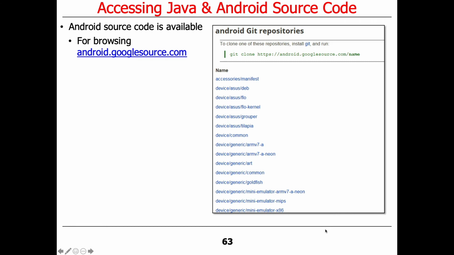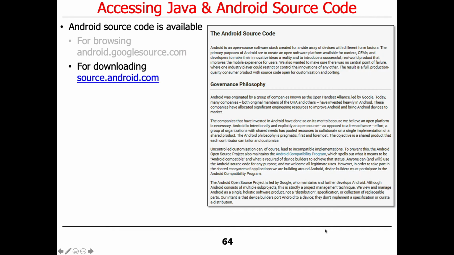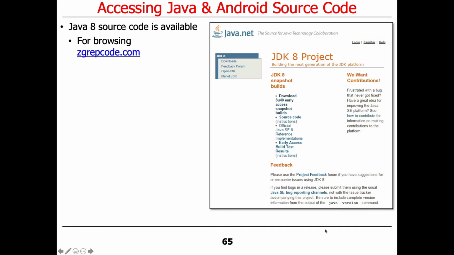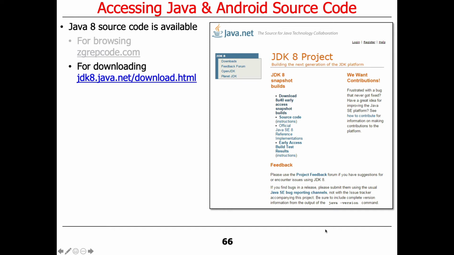All the source code that Android has that we care about and that Java has that we care about is available in open source form, so you're welcome to look at it. You can get the Android source code. If you want to browse it, you can take a look at it here. If you want to download it, you can download it there. Likewise, you can browse the Java source code here, and you can download it here. You can also get Java 11 too. That's also available online.